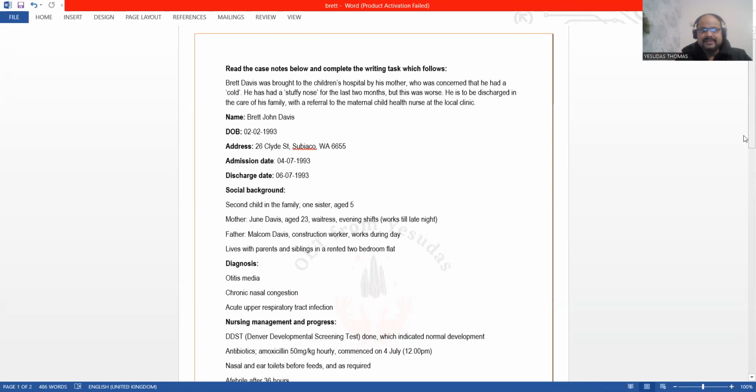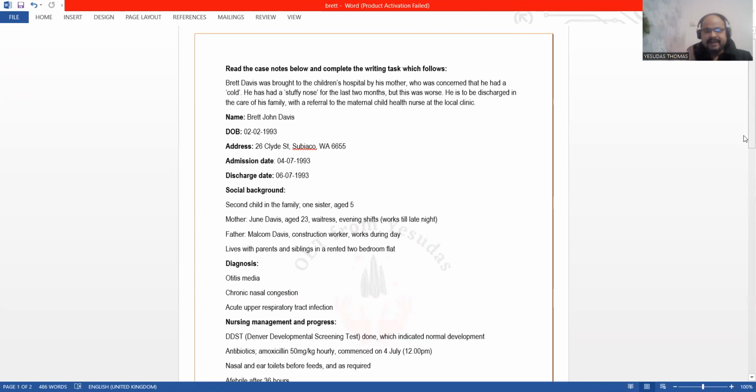This Brett Davis was brought to the Children's Hospital by his mother, who was concerned that he had a cold. He has had a stuffy nose for the last 2 months. But this was worse. He's to be discharged in the care of his family with a referral to the maternal child health nurse at the local clinic.